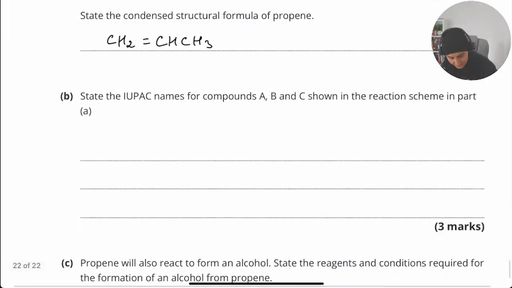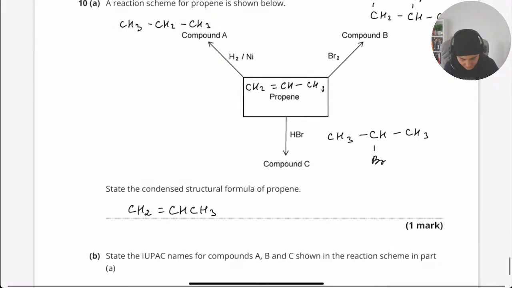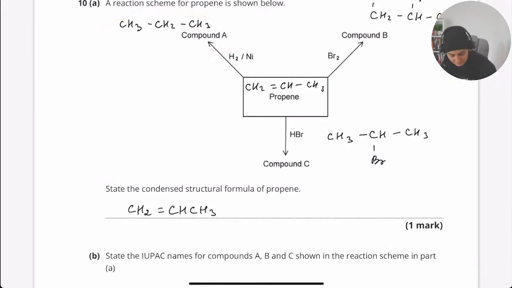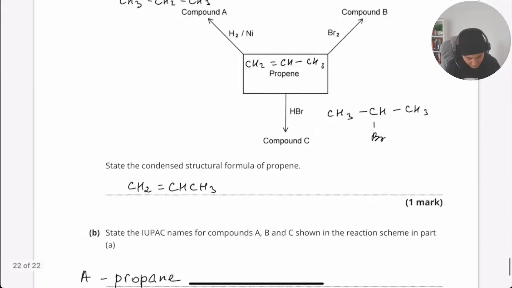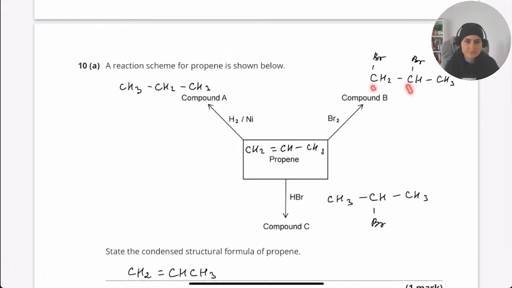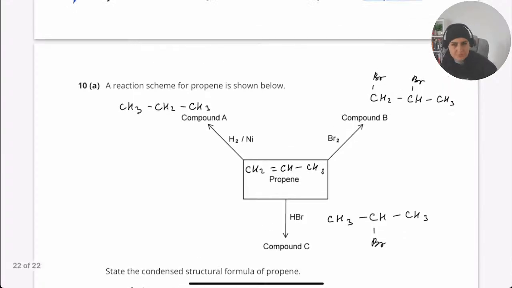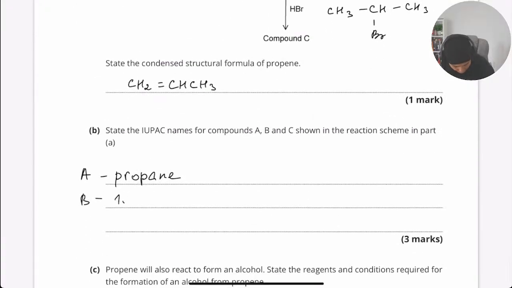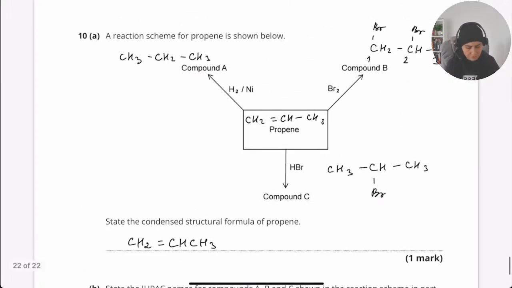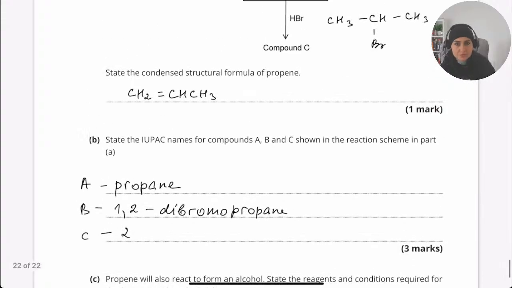State IUPAC names for compounds A, B, and C. Okay, so for A, A is just propane. B, what is B? B is 1,2-dibromopropane, because you number from the side closest to the substituent. So 1, 2, 3. So 1,2-dibromo, because there are two bromines. Dibromopropane. And C would be 2-bromopropane. Can you see? So 1, 2, 3, 2-bromopropane.